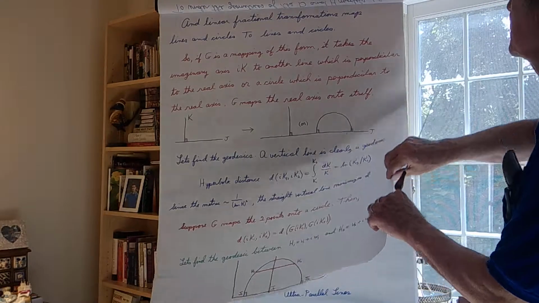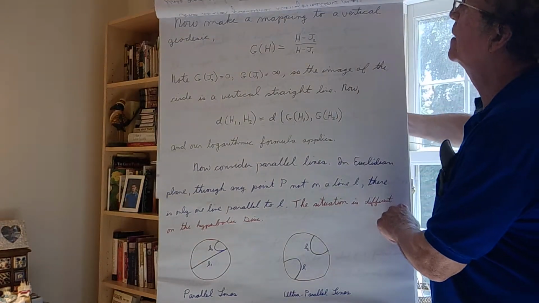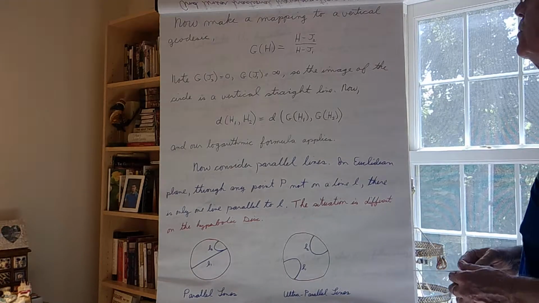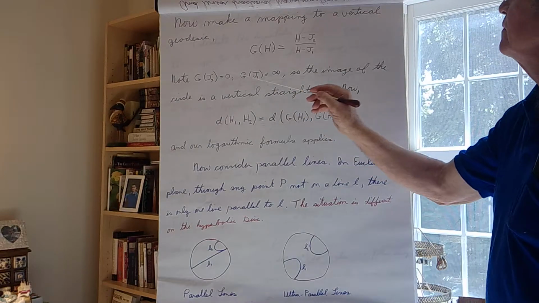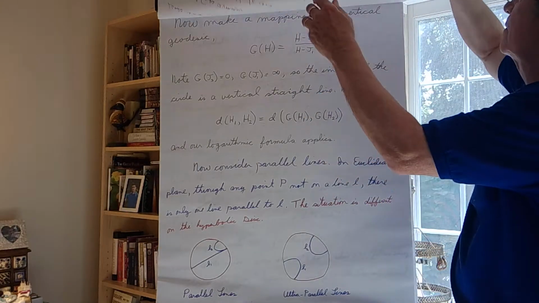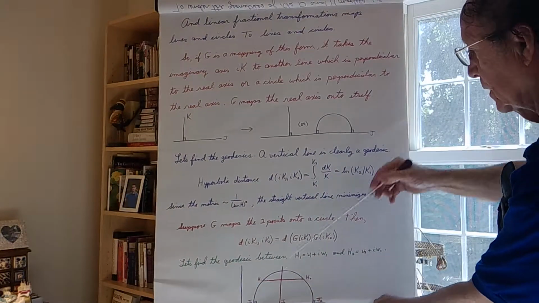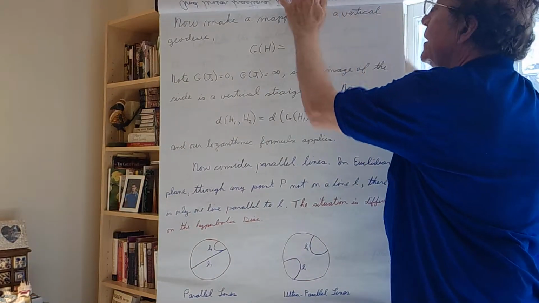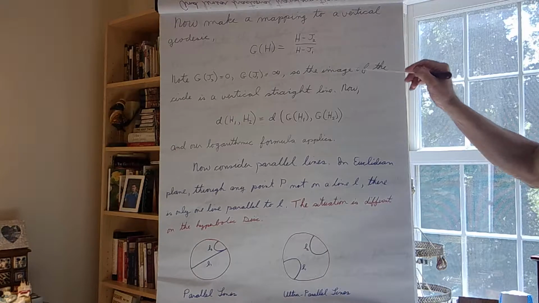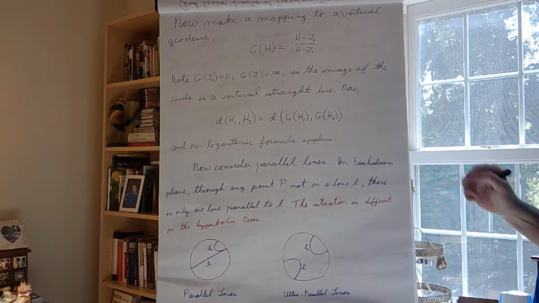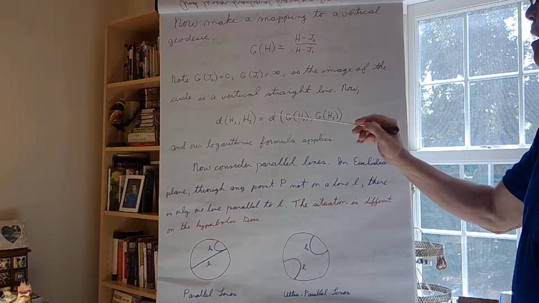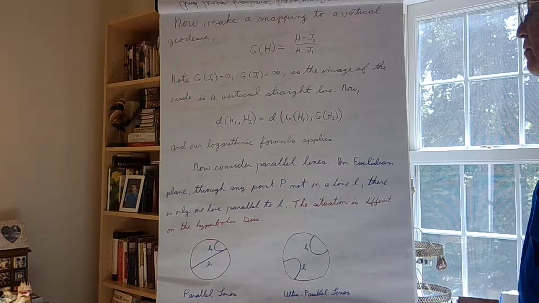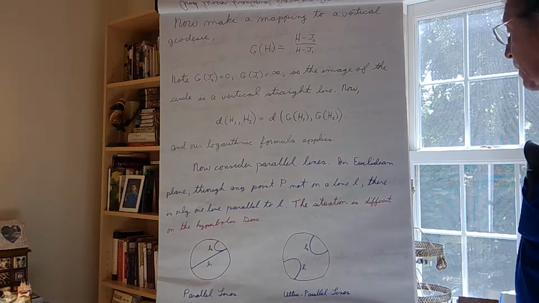So I can calculate then the distance between h1 and h2, mapping back to the imaginary axis like that. Now make a mapping to a vertical geodesic. Here's the way to do that. G of h will get me back to a vertical geodesic. I have the J1 and the J2 in this picture: J1 over here on the real axis, and J2 over here on the real axis. I note that G of J2 is equal to 0, that G of J1 is infinity. So the image of the circle is a vertical straight line. Then I know how to calculate the distance between the images, and that gives me the distance between the original 2 points. Our logarithmic formula applies. So that's pretty slick.